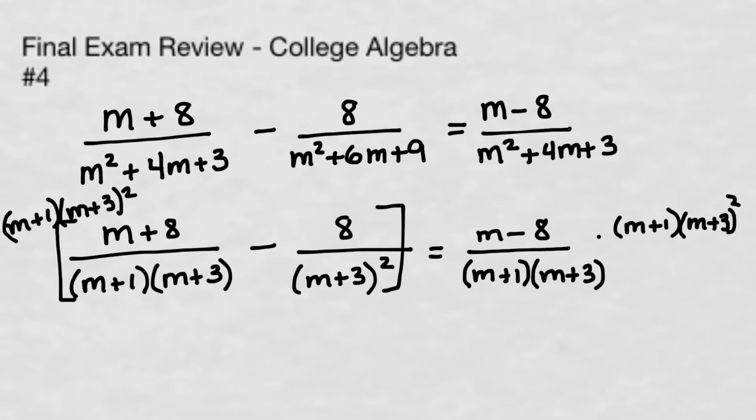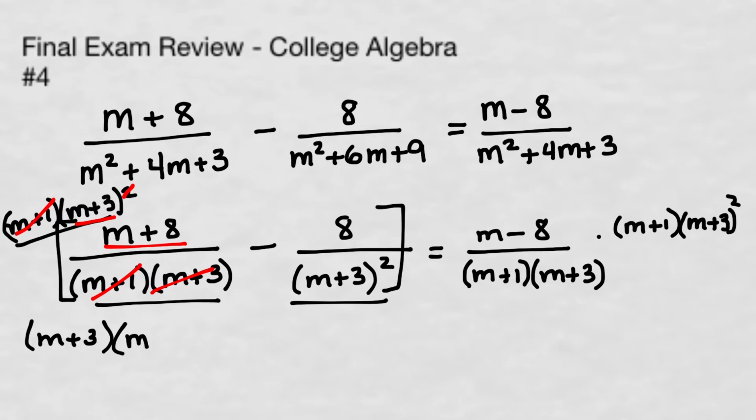So I distribute this m plus 1 times m plus 3 squared to each of the terms in the parentheses here. So for the first one, the m plus 1s are going to cancel out, and one of the m plus 3s. And so that leaves an m plus 3 times m plus 8.